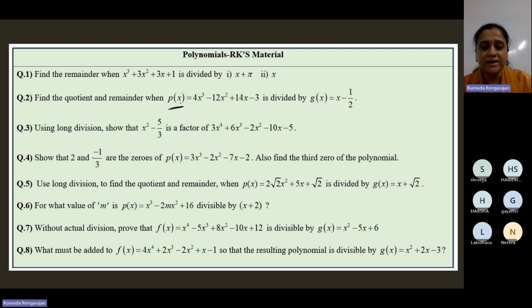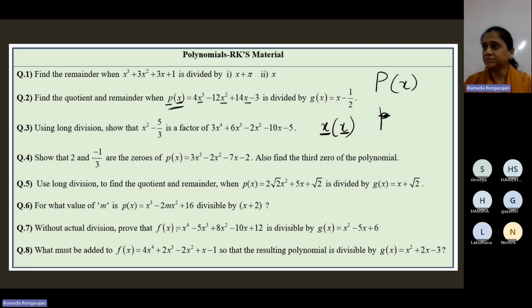So in the bracket, we specify the variable. X is the variable. And outside, we use any small letter from A to Z. It's not capital P of X, it's small p. You cannot use x of x like this. If the variable is x, you cannot use x again outside.